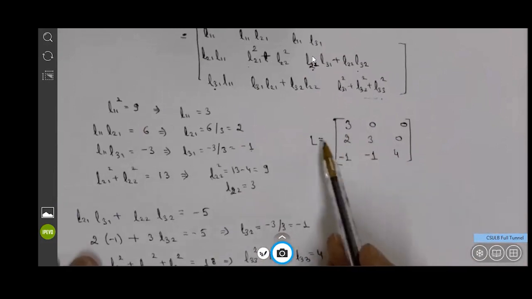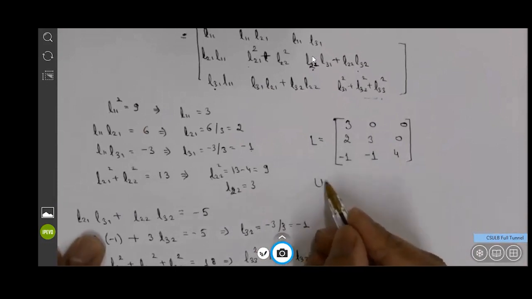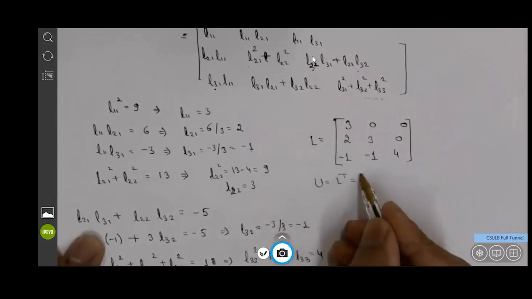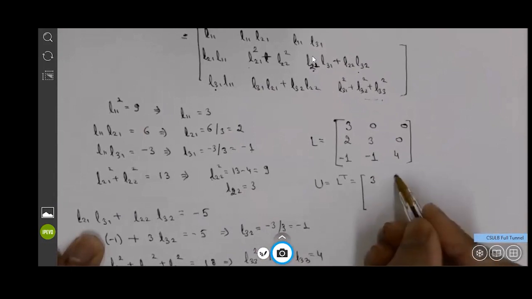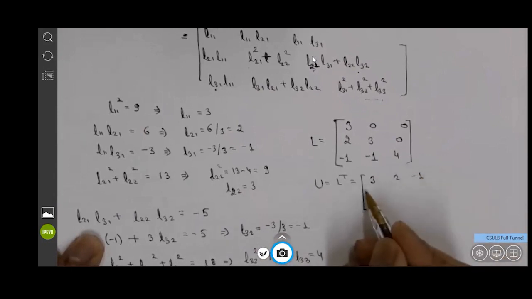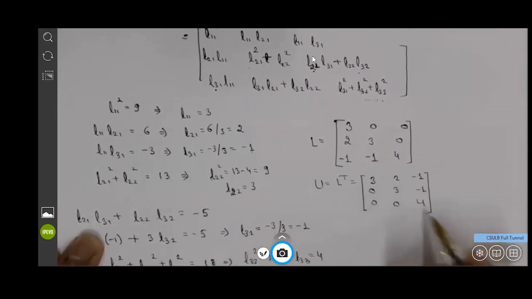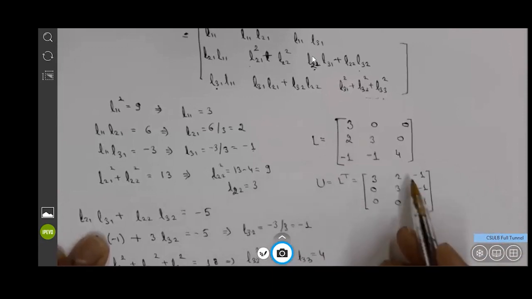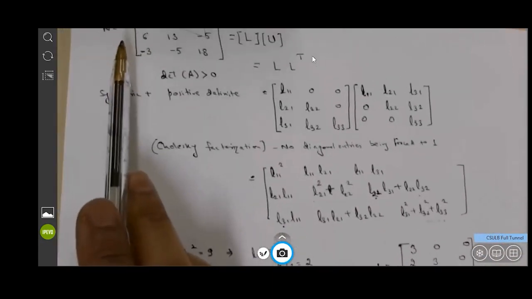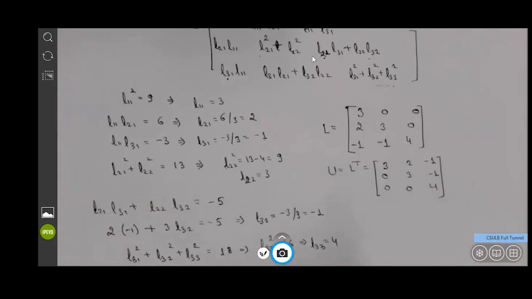Now, if you multiply this with its transpose, I mean, the U matrix is the transpose of this, which is 3, 2, negative 1, 0, 0, 3, negative 1, 0, and 4. So it is just the transpose. And if you multiply these two matrices, what you will get is a matrix. You can multiply that and check and let me know if you are getting it or not. If you have MATLAB open in front of you, you can quickly multiply that and let me know if you're getting this.